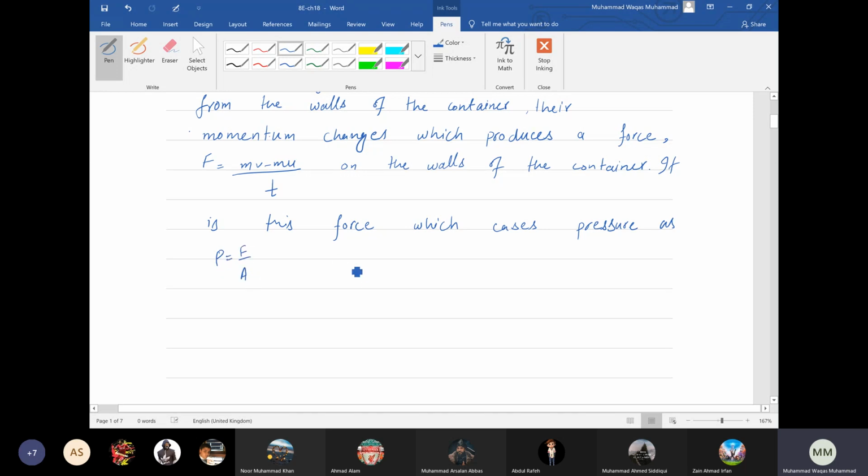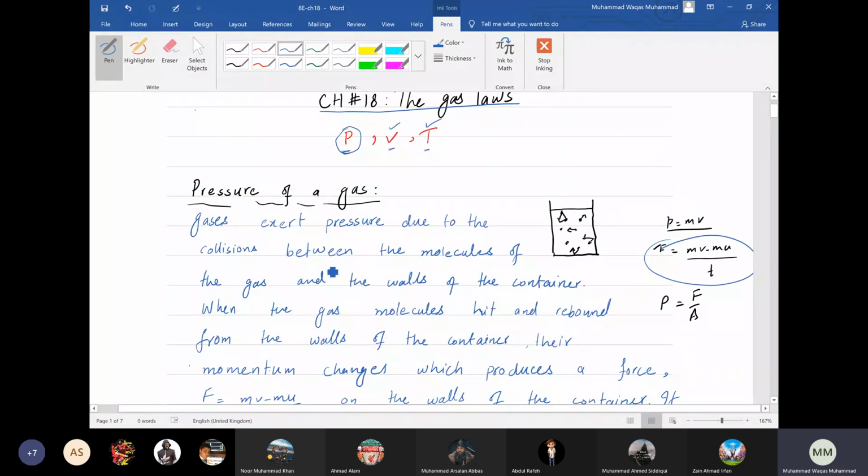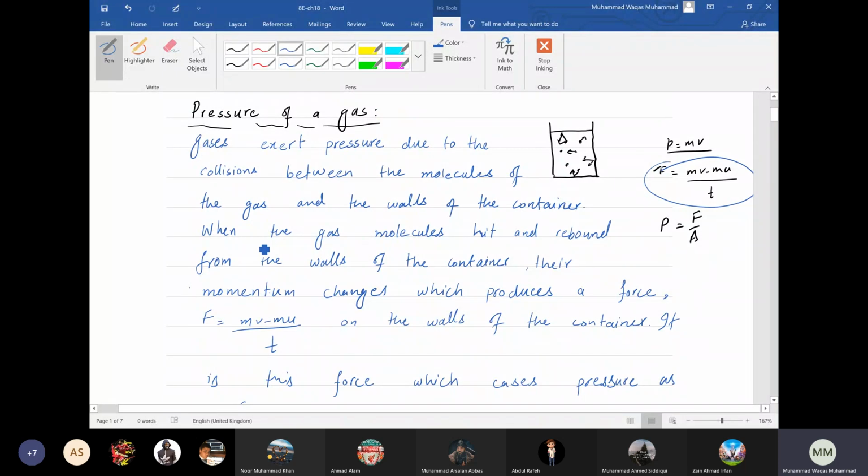So beta, is that clear now? It's very important beta. Sometimes it's a 3-mark question. The main point is simple. Gases exert pressure due to the collision between the gas molecules and the walls of the container. When the gas molecules collide and bounce back, their momentum changes. When their momentum changes, they exert a force which is F equal to mv minus mu over t. You have to write this equation as well, because sometimes there is 1 mark for this equation.